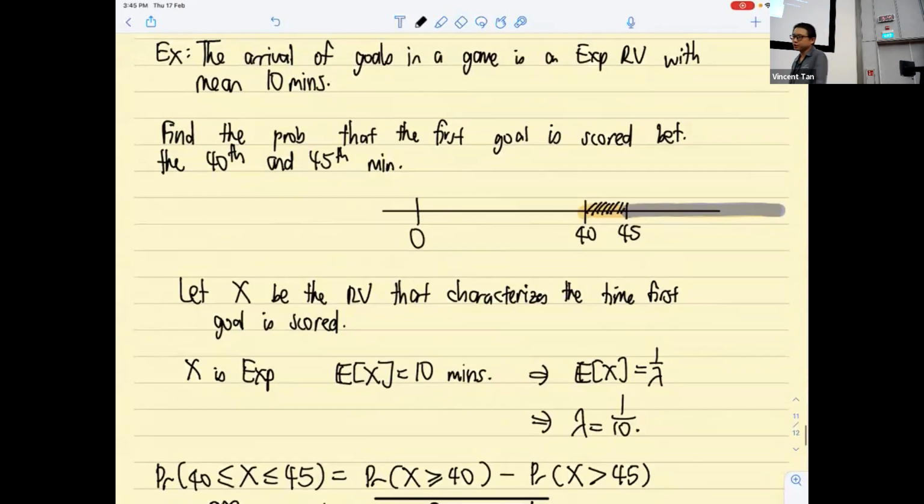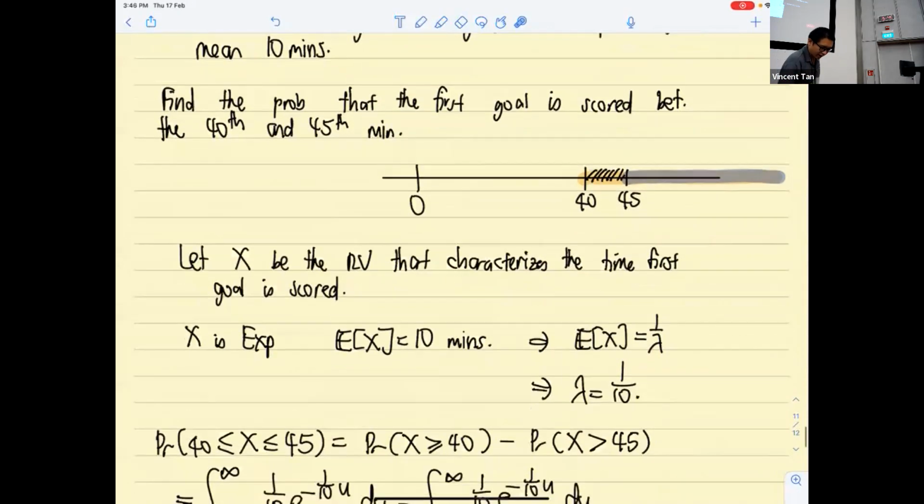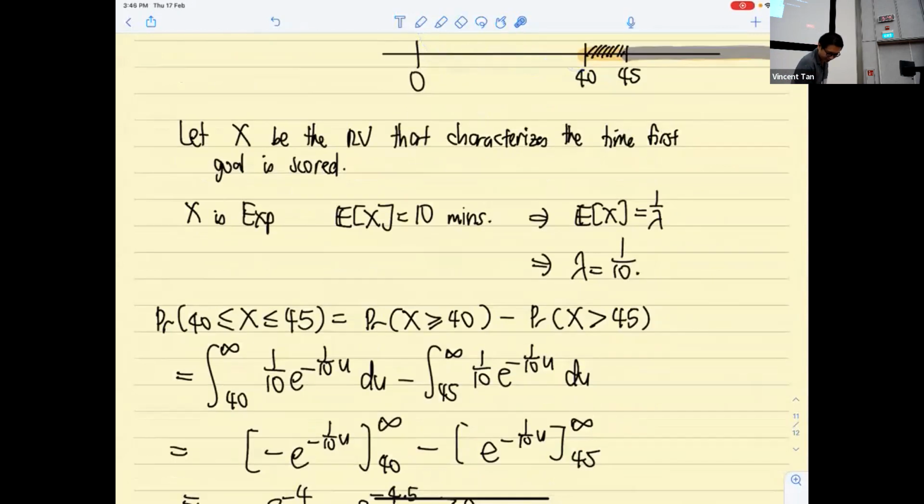This is a slightly different question from the book, because I wanted a question that ties in with my example. The arrivals of goals in a game is an exponential random variable with a certain mean. From the mean, you can deduce the lambda, based on this relation here. Then I want to find the probability that the first goal is scored between the 40th and the 45th minute, so there's no goal here. We basically use this relation that I talked about in the tutorial just now.